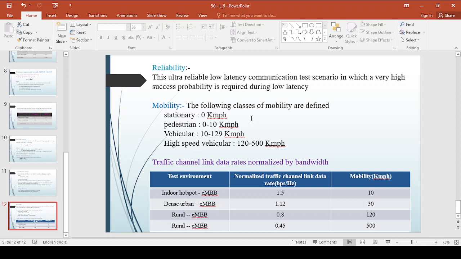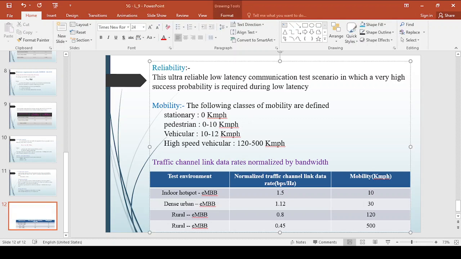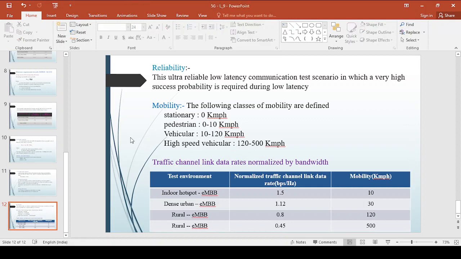You know what is meant by mobility. Stationary indicates 0 km per hour under ideal condition. That means the person or the thing is not moving anyway. Pedestrian, just walking, is 0 to 10 km per hour. Vehicular, you already know, is 10 to 120 km per hour. High speed vehicular is 120 to 500 km per hour. Already you know these classes, but again I am representing mobility here.